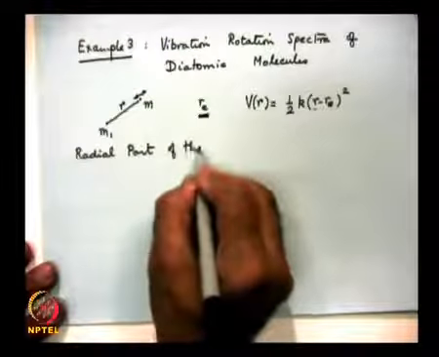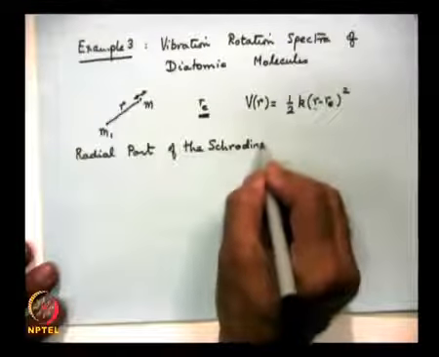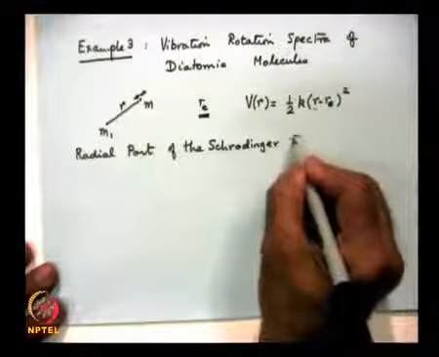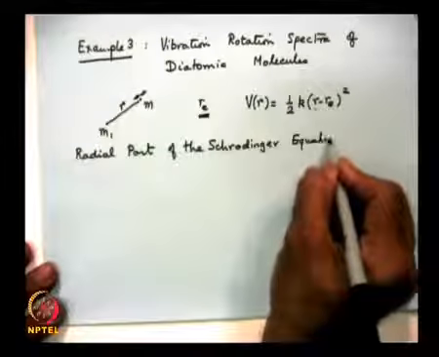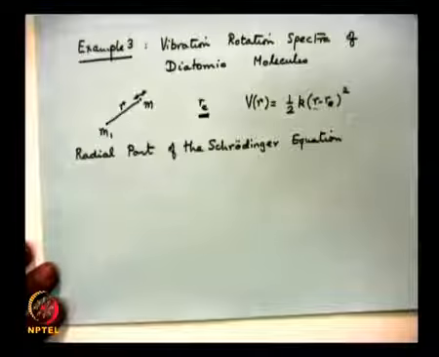of the Schrodinger equation can be written as, many people put two dots over O, Schrodinger.